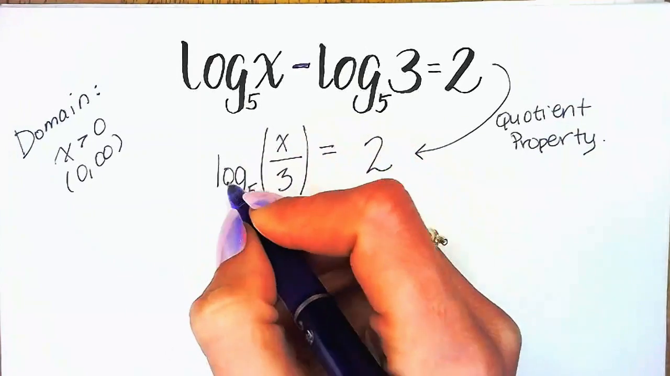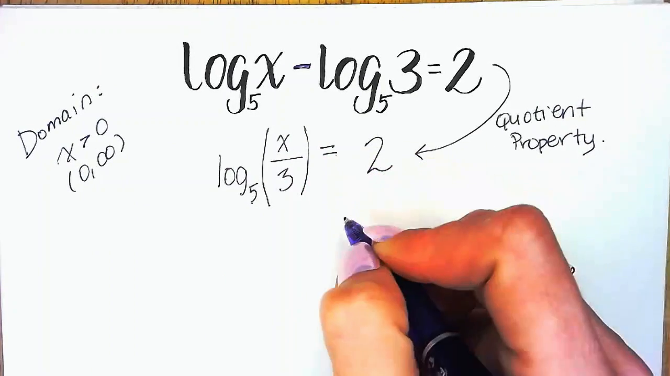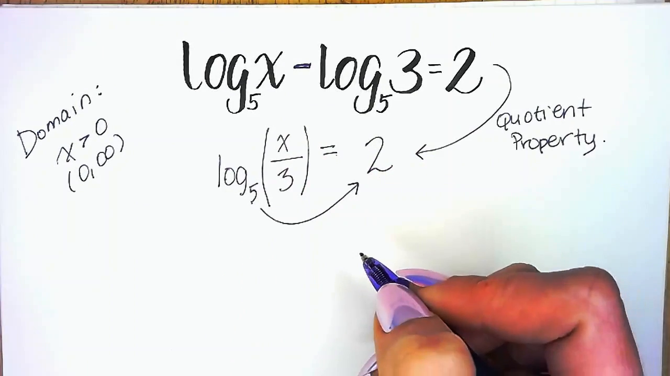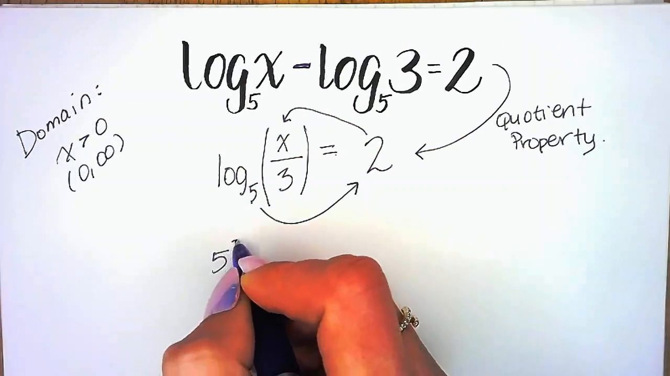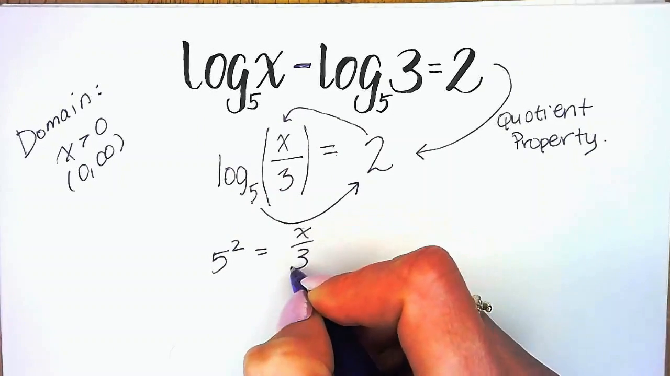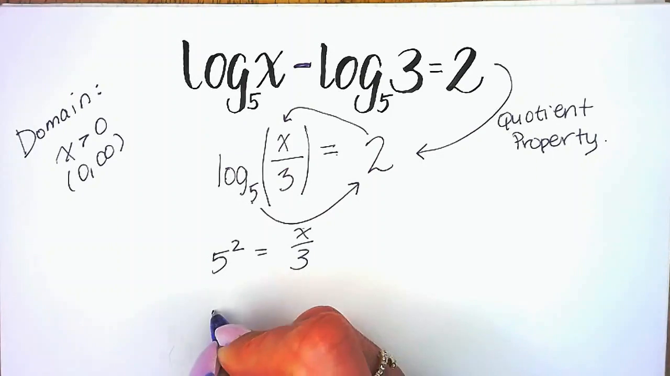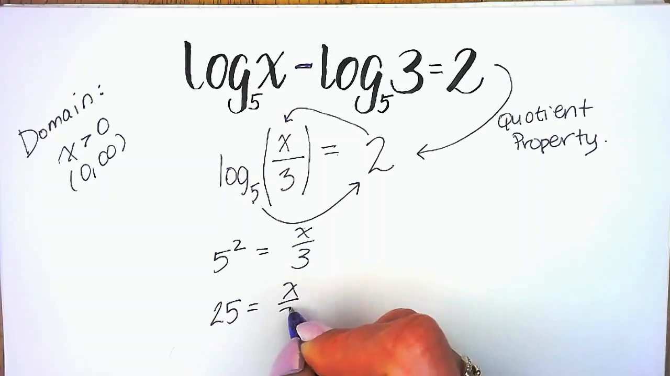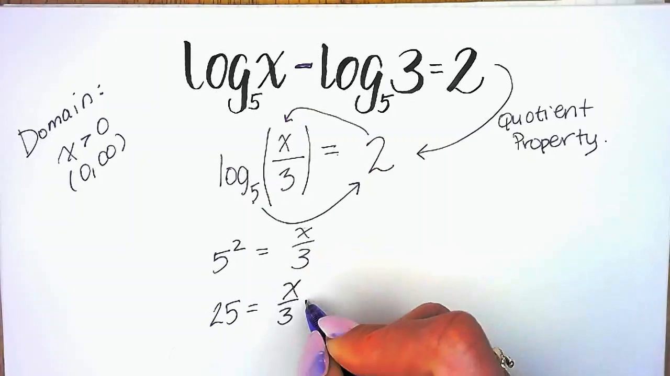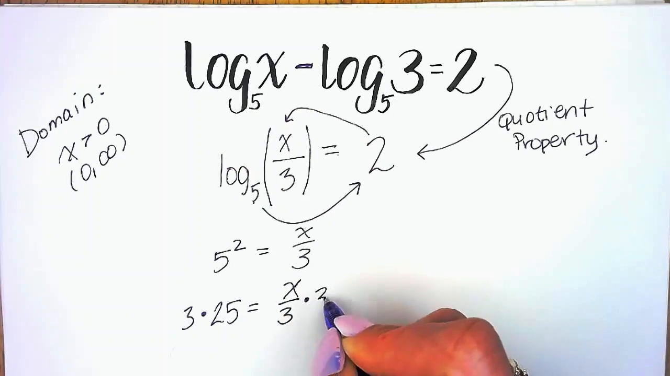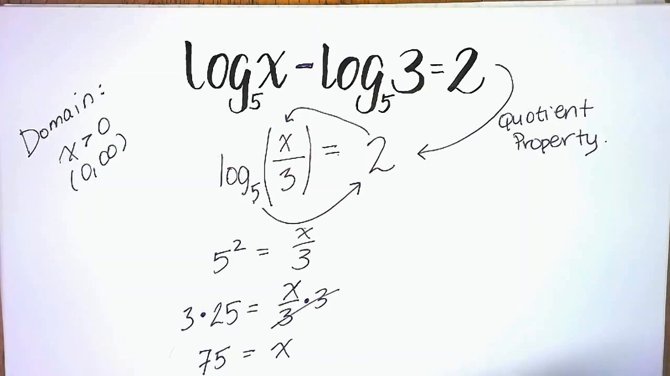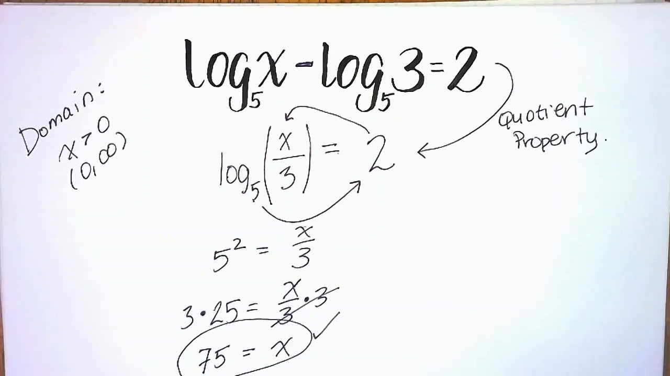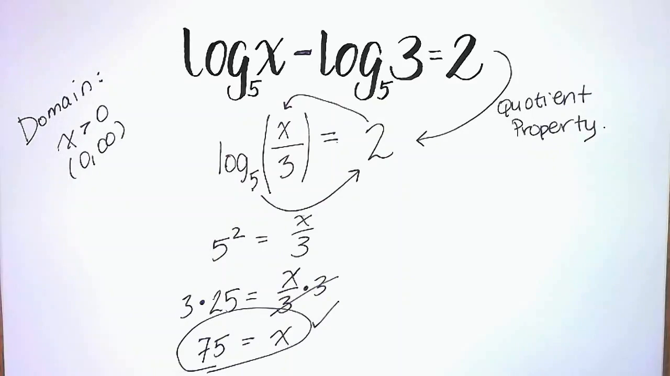Now that we have a single logarithm, log base b of x is y, we can change it into exponential form. B to the y equals x. Five to the second is 25. Last step to get x alone. Multiply by 3. X equals 75. Is that on our domain? Yes. The solution to this equation is x equals 75.